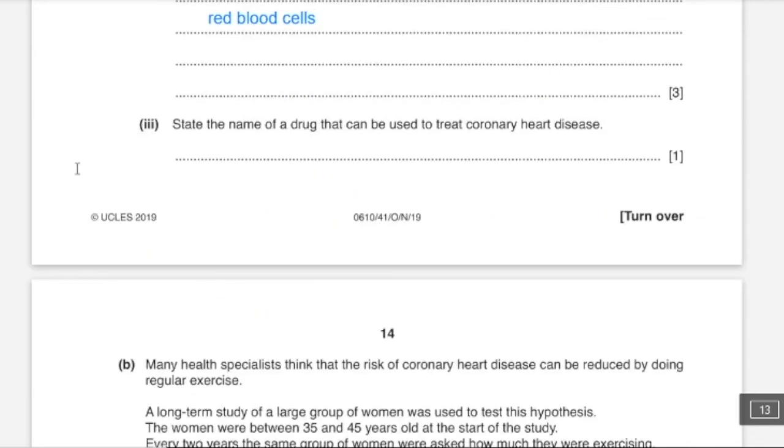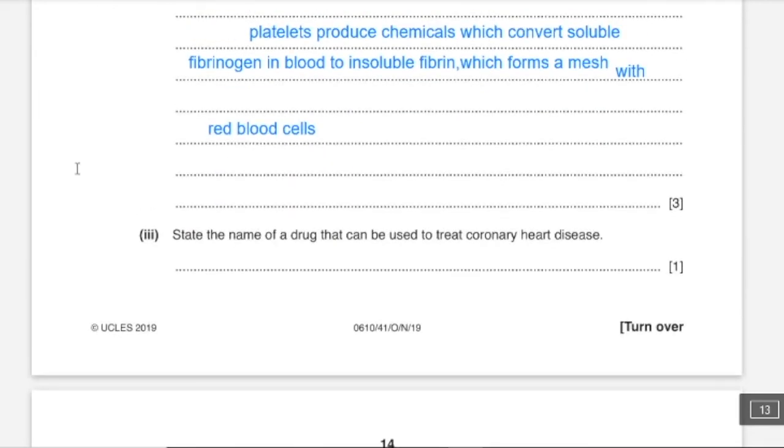Okay. Part 3, state the name of a drug that can be used to treat coronary heart disease, and one of those drugs can be statin. You can write any over here.